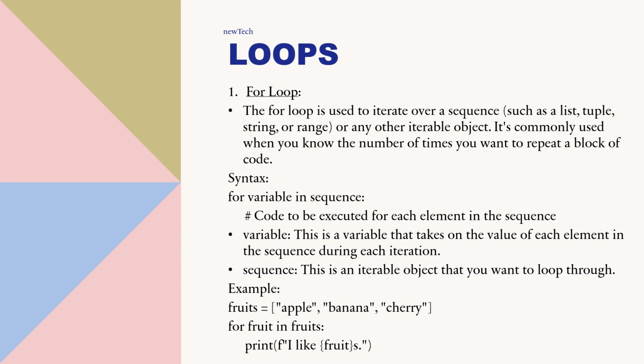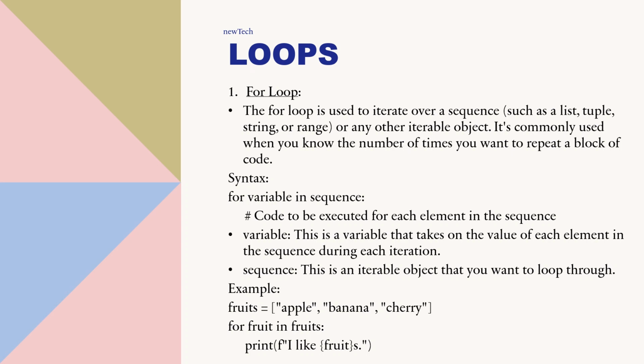Syntax: for variable in sequence, then a comment: code to be executed for each element in the sequence. Variable: this is a variable that takes on the value of each element in the sequence during each iteration. Sequence: this is an iterable object that you want to loop through.